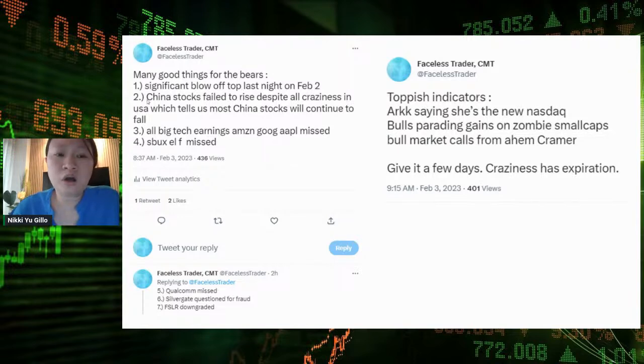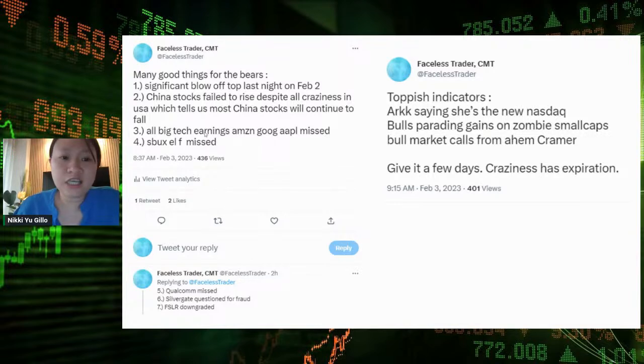Also, China stocks did not rise last night despite all the strong movements brought about by Meta's 20+% move after earnings, which tells us that most Chinese stocks will continue to fall. They continue to fall in Hong Kong, plummeting more than 500 points today, which is around 1,000 points or more already for the week.